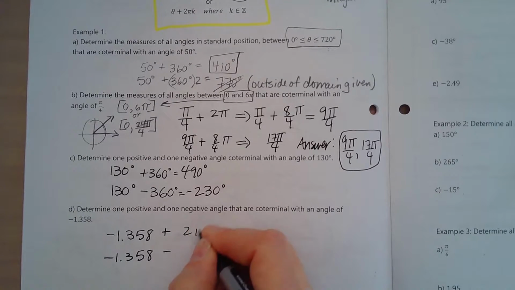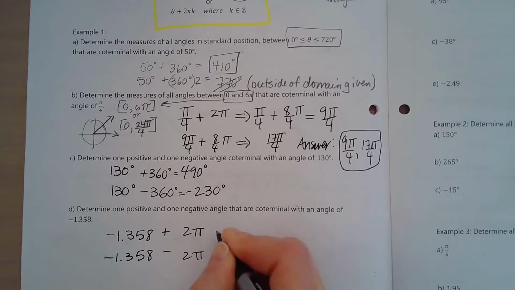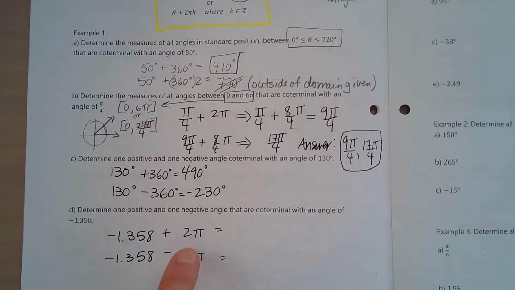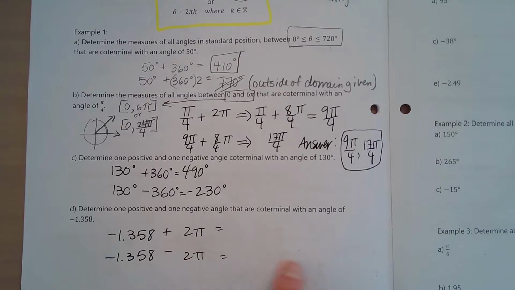Even though they give you decimals, you don't round until the very end, so you have to use the full 2 pi. It's just plus 2 pi, minus 2 pi. Not 6.28, because 6.28 is an approximate number. We want the exact number, and then you round at the end, right? If you use 6.28 here, that means you've rounded here, and then you're going to round again. We only want to round once.